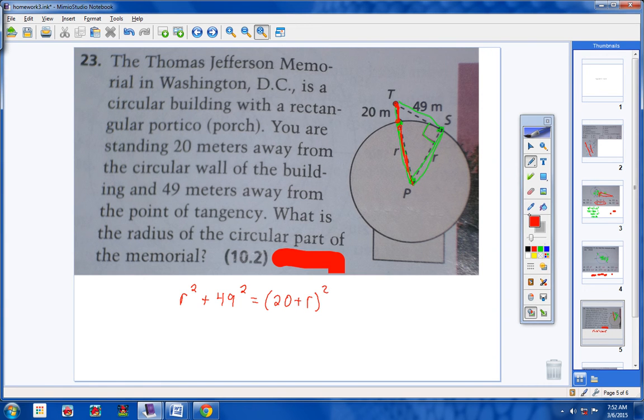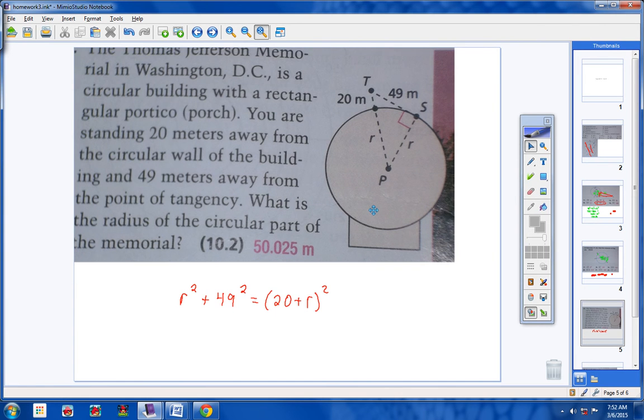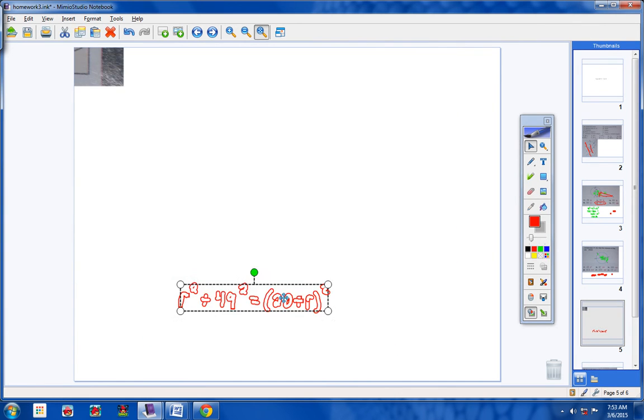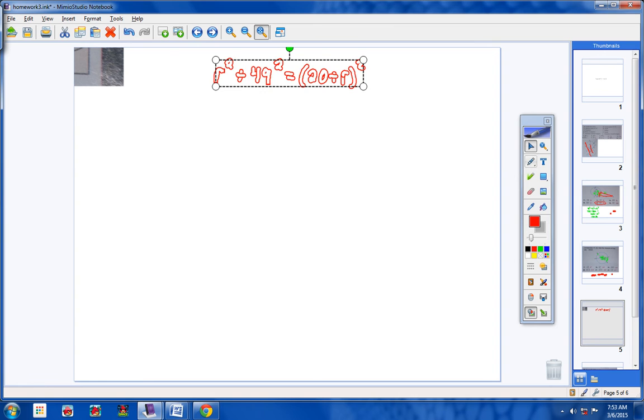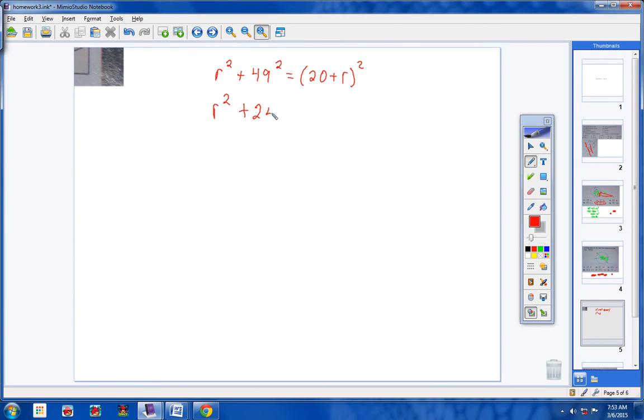There we go. Now that I've showed you all that, if you need to rewind it and go back, that's fine. Feel free to do that. I'm going to move this picture out of the way so that I can get some space to work, okay? Alright, let's go ahead and solve for R. First of all, on the left side, I would have R squared plus, let me grab my calculator real quick, 49 squared gives you 2,401.